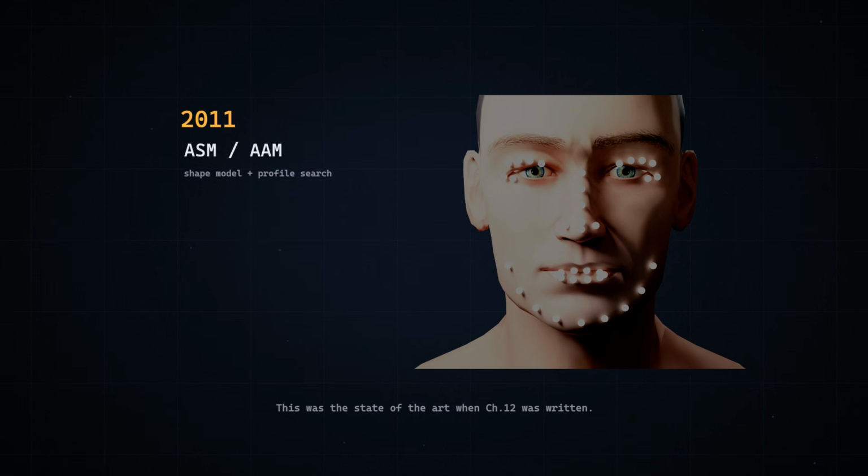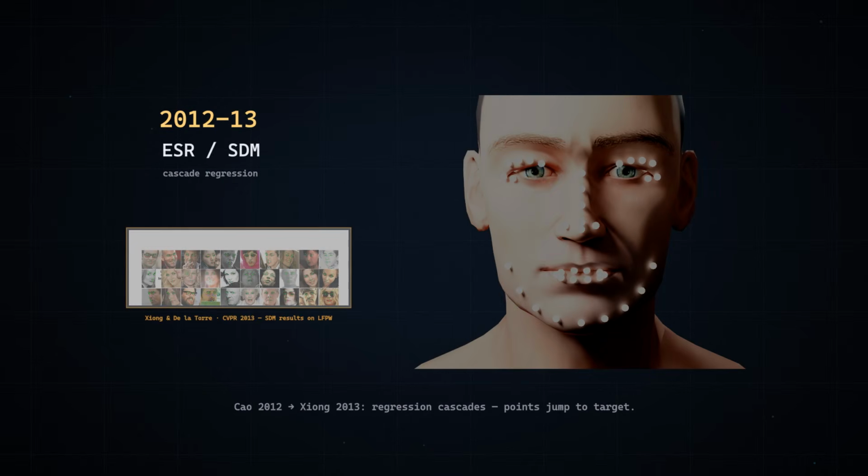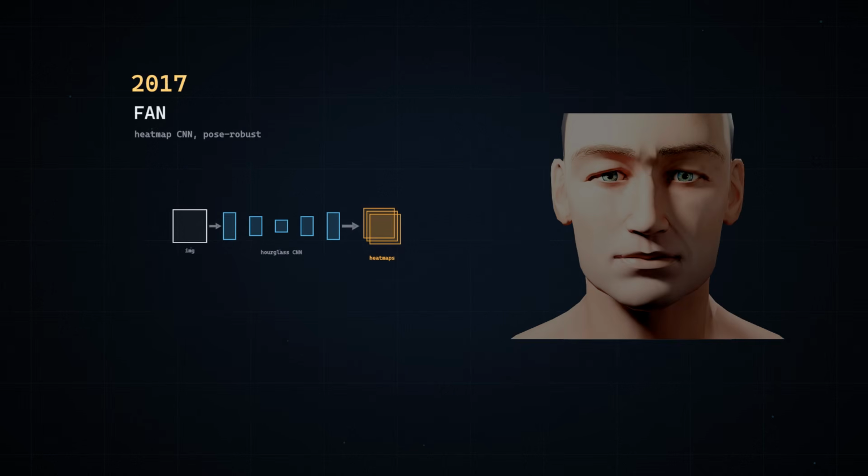2011. Shape models still held a throne. Beautiful, interpretable, but slow on anything that wasn't looking straight at the camera. 2012, 2013. Cascade regression took over. Instead of fitting a shape, the model just learned to jump. Each step, every point moved closer to its target.